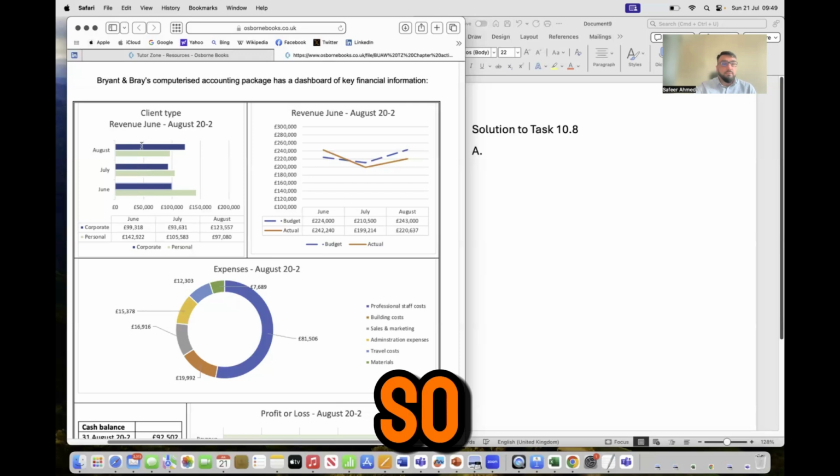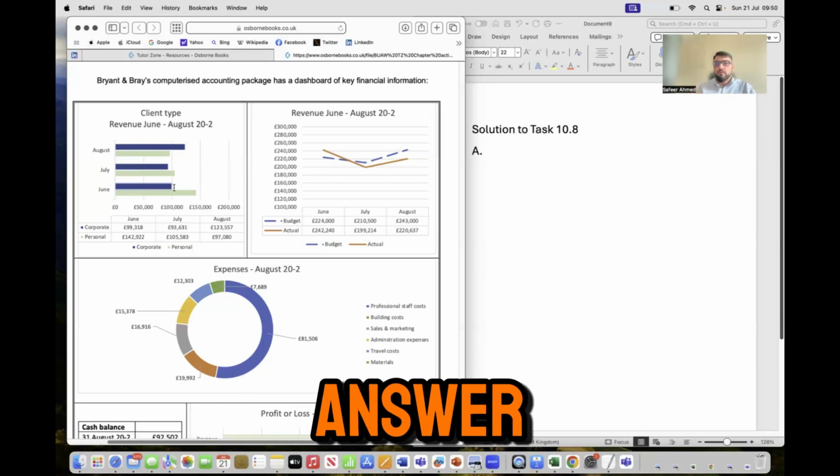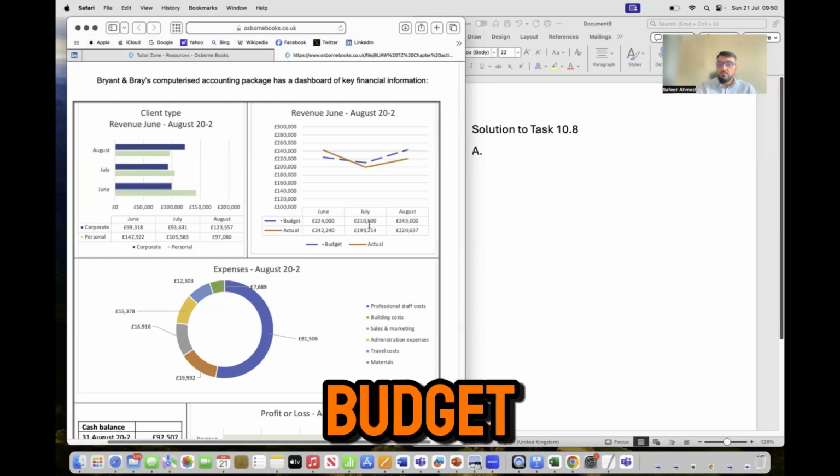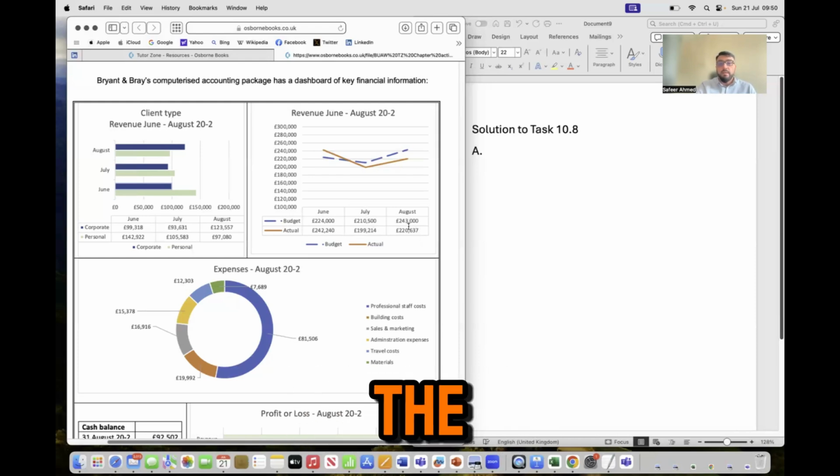Okay. Now, so far I am just talking about it, but I will tell you how you should be structuring your answer in a minute. And then you can see the overall revenue being given to you as compared to the budgeted revenue for each month. In the month of June, the budget was 224,000 and the actual revenue was 242,240. Then in the month of July, the actual revenue was less than the budgeted one. In the month of August, the actual revenue was again lower than the budgeted revenue.